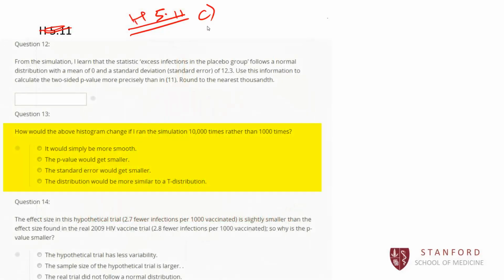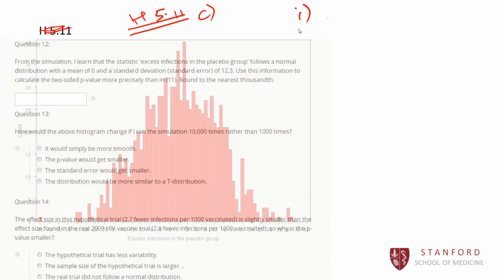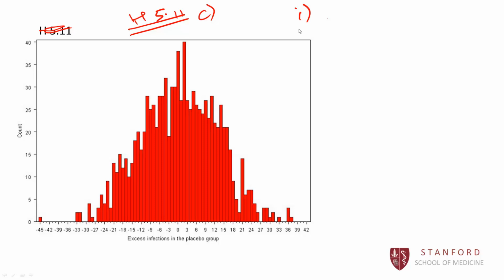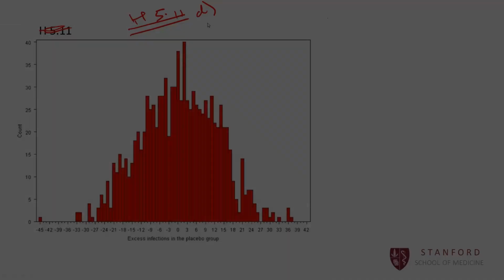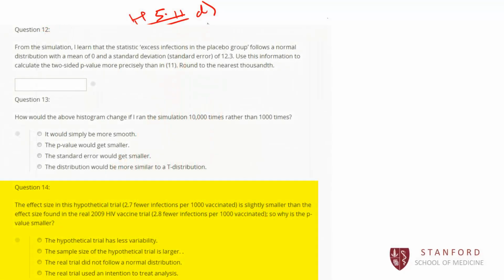The next question asks us how the histogram would change if we ran the simulation 10,000 times rather than 1,000 times. And the correct answer is 1, that it would simply be smoother, because as we have more and more observations, the central limit theorem will start kicking in, and we will have a more and more normal looking distribution. When we have 10 times more values, this distribution will look 10 times smoother. The correct answer to D is 2. The sample size of the hypothetical trial is larger, which is the reason that the p-value is lower.